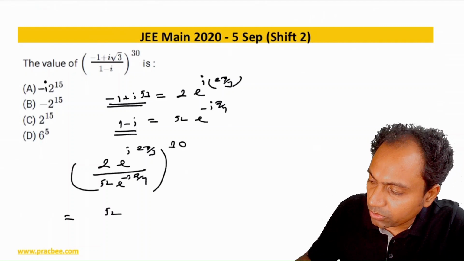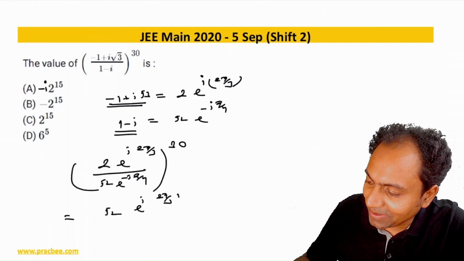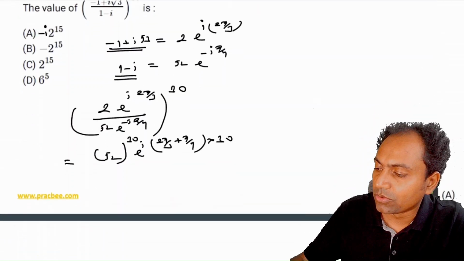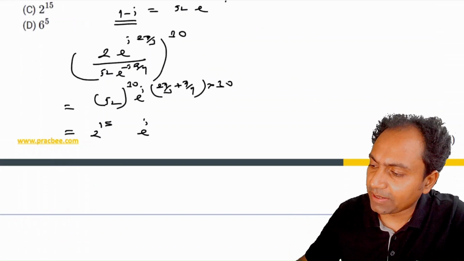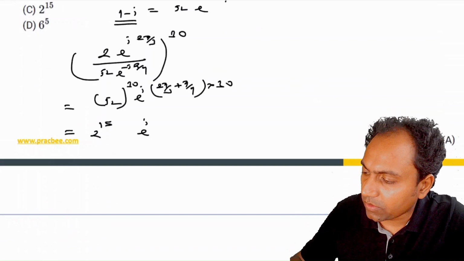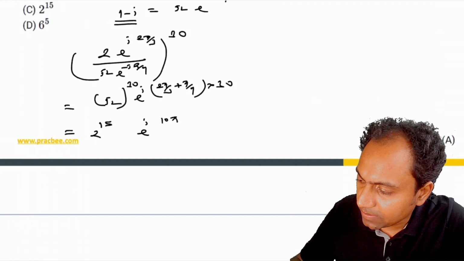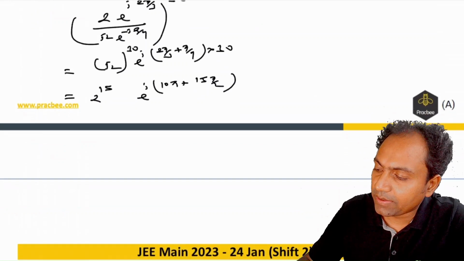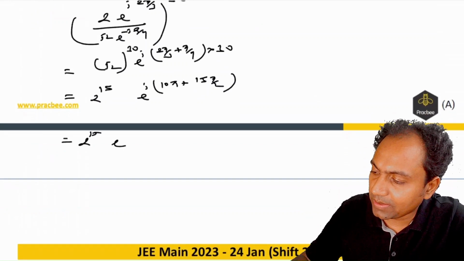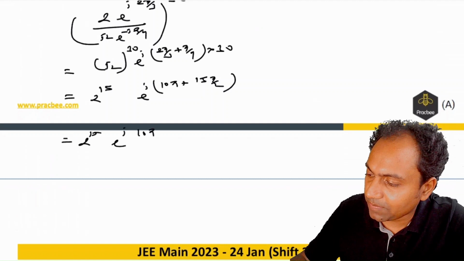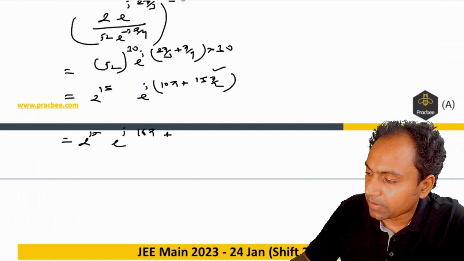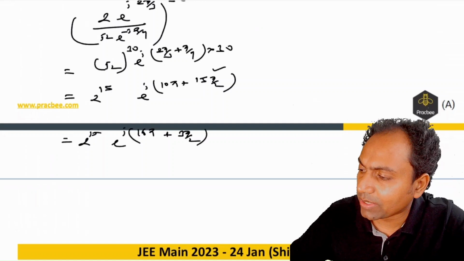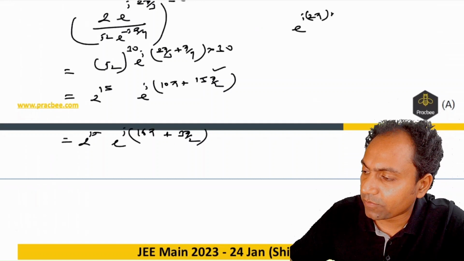So it becomes root 2 into e raised to the power i times 2 pi by 3 plus pi by 4, and this 30 will also come in the power of root 2. In the next step we can directly multiply 30 inside. If I do so, what I get is 10 pi, and here it becomes 15 pi by 2. Interestingly, if I further simplify it, this can be written as 16 pi, borrowing from this 15 pi by 2, plus 3 pi by 2. Now if I split it into two parts, you should generally know that e raised to the power i 2 pi, or any multiple of 2 pi, will be equal to 1.